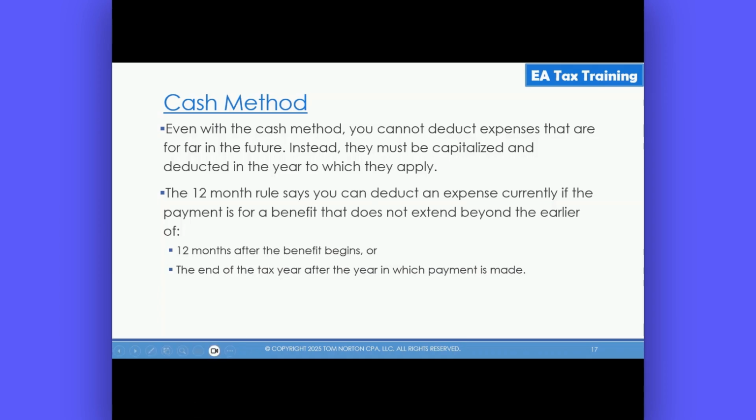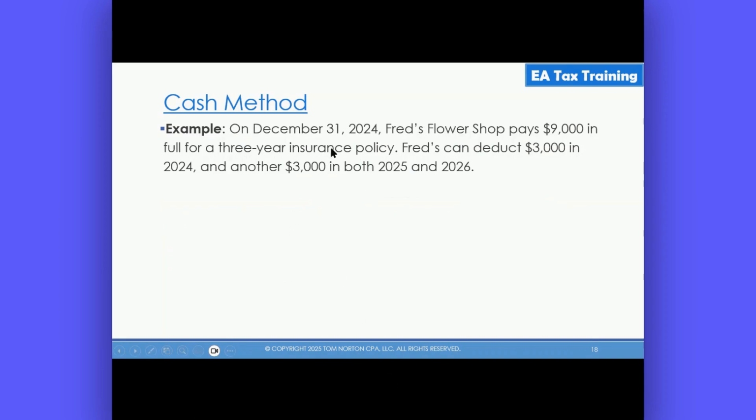So let's do an example. On December 31st, 2024, Fred's Flower Shop pays $9,000 in full for a 3-year insurance policy. Fred's can deduct $3,000 in 2024 and another $3,000 in 2025 and another $3,000 in 2026. So what you would do here, from an accounting standpoint, is you say, okay, we paid out $9,000. Normally we'd say, well, it's a cash business, they can deduct $9,000. But the 12-month rule says, no, you can't do that. You can only deduct $3,000.